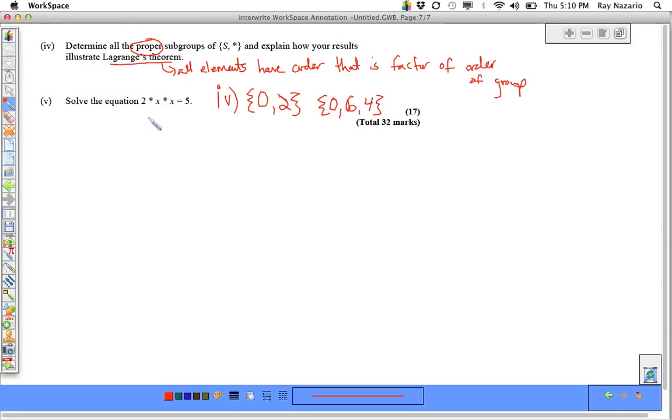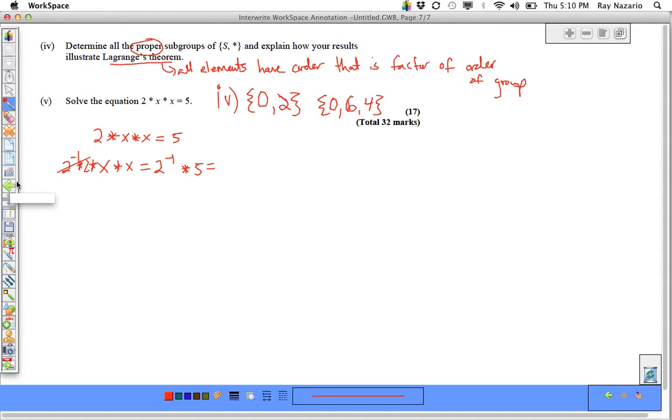Lastly, solve the equation 2 star x equals 5. We can do this with the Cayley table. I'm going to multiply both sides by the inverse of 2, and I'm going to find the inverse of 2 on the Cayley table. I'm multiplying the inverse on the left. So technically there is a 2 inverse 2 here, but they cancel and give us identity.